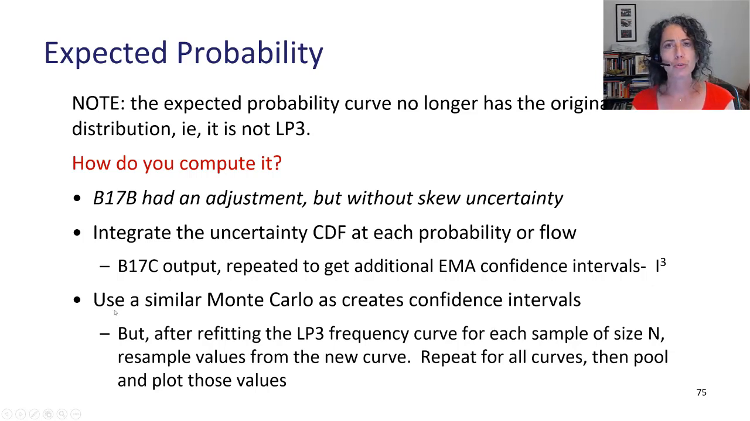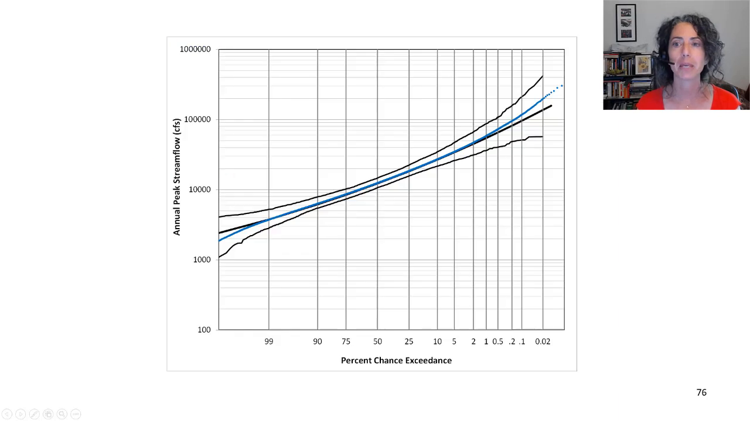Finally, you could do something similar with the Monte Carlo simulation that we just looked at that created the confidence intervals, right? Sample of size n to create the frequency curves, but then we'd go back to each of those frequency curves and generate new samples from them, right? And then we can pool all those values and plot all those values as one sample, and that gives us the mean estimate as well.